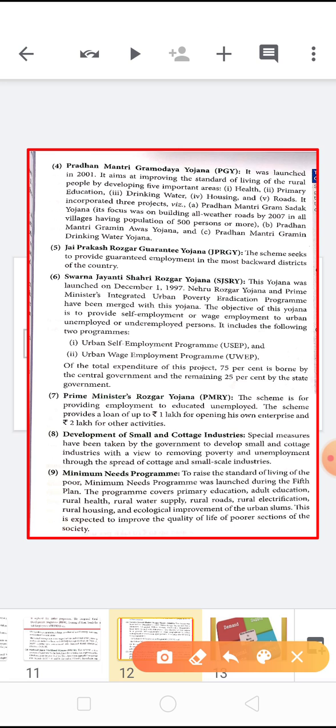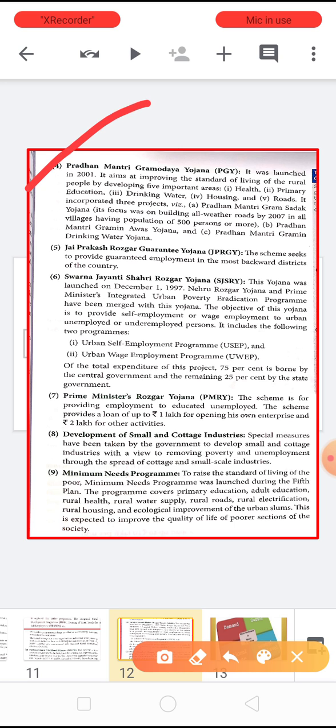Children, the next one is Pradhan Mantri Gram Swarojgar Yojana. Children, PGY we call it. It was launched in the year 2001. It aims at improving the standard of life of the rural people by developing 5 important areas: health, primary education, drinking water, housing and roads. It incorporated 3 projects.